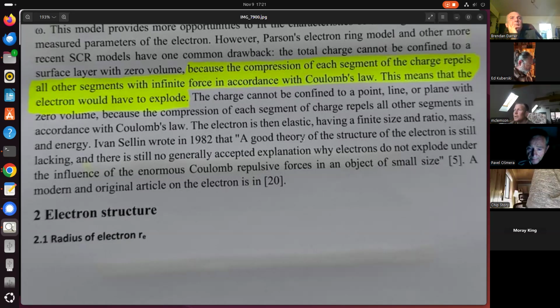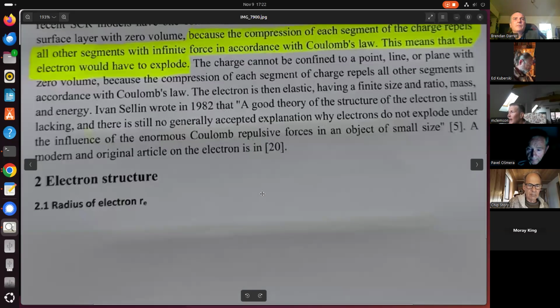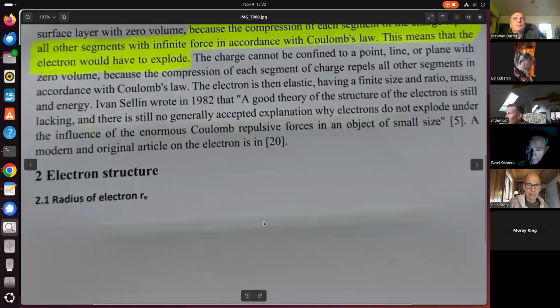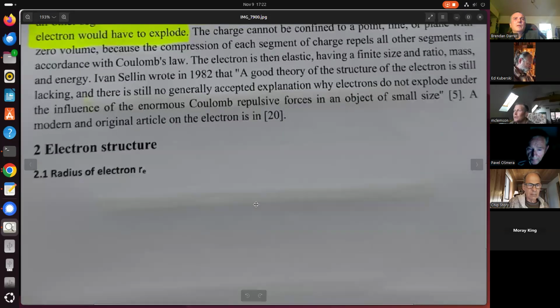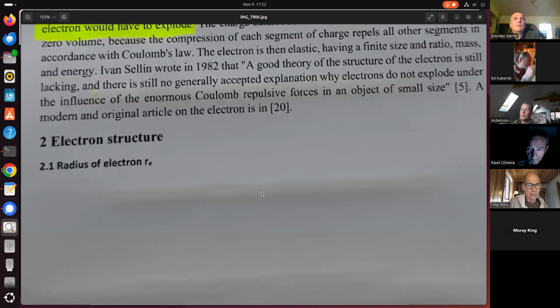Yvonne Selin wrote in 1982 that a good theory of the structure of the electron is still lacking, and there is still no generally accepted explanation why electrons do not explode under the influence of the enormous Coulomb repulsive forces in an object of small size. A modern and original article on the electron is in reference 20.